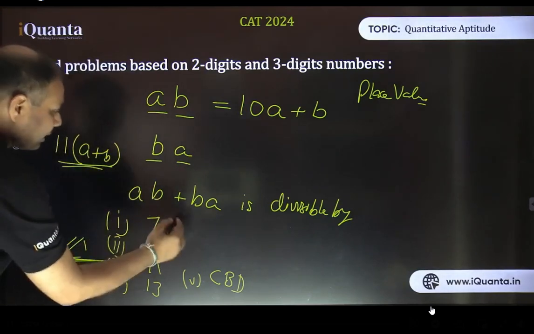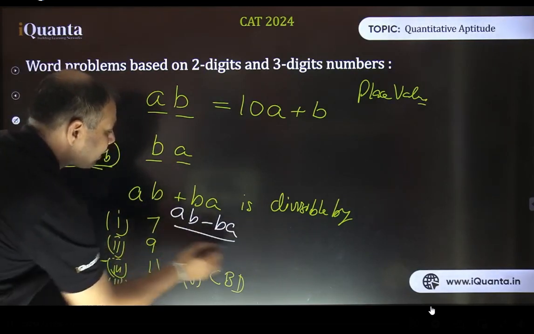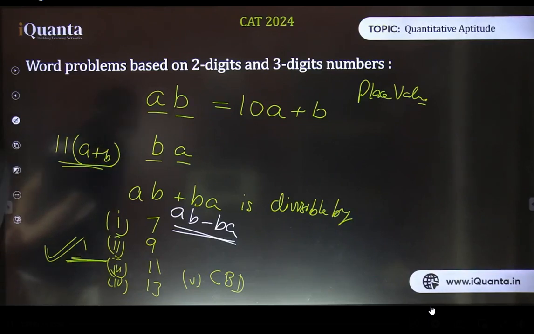If I ask about AB minus BA now, what will be your answer? AB minus BA. What will be your answer now? Good, Maheshwar, that's true. It's a multiple of 9. Excellent. Vijay, Aditya, Sohel, Harsh, Pratibha, Chinmay. That's true. Same thing again.